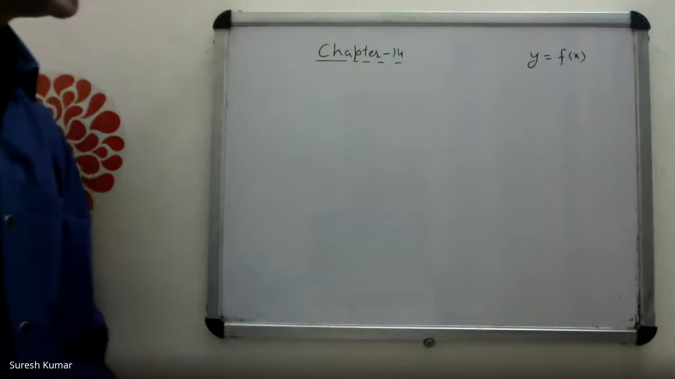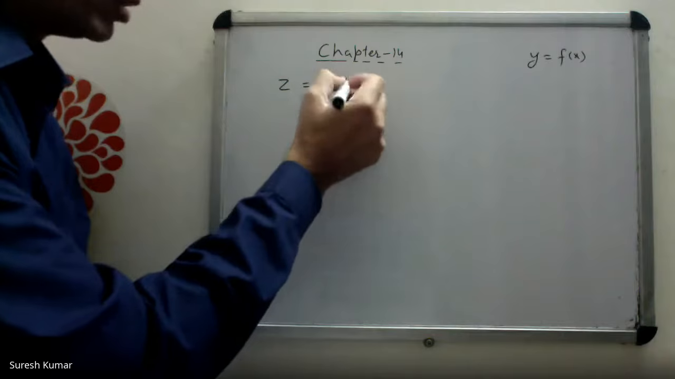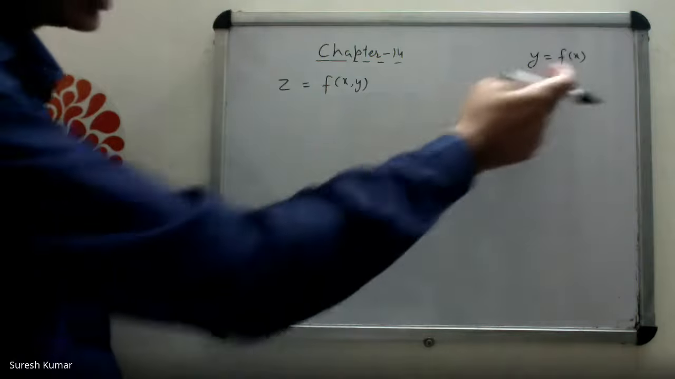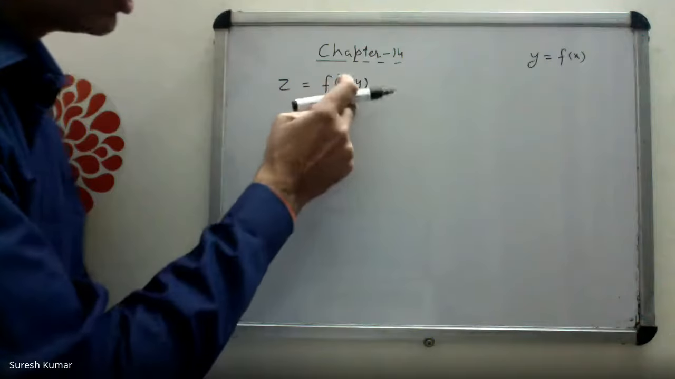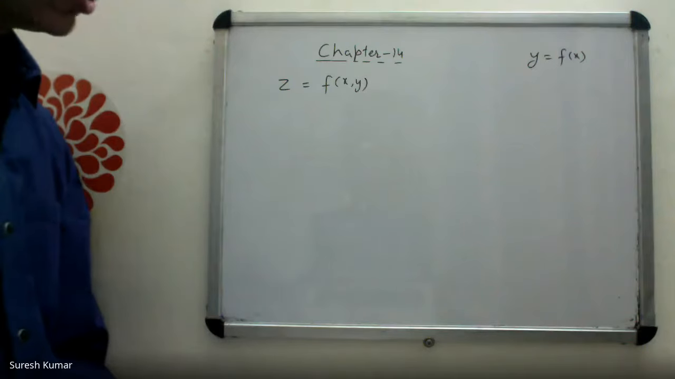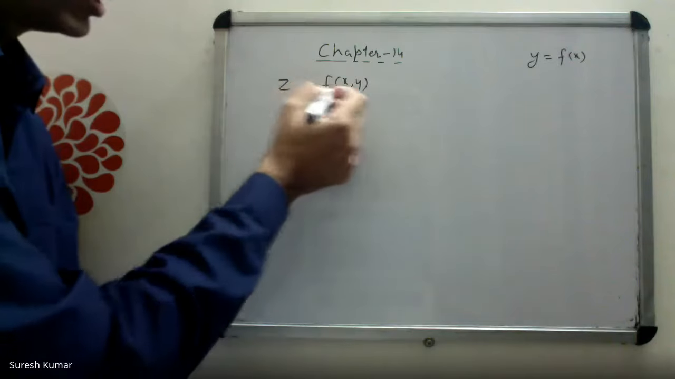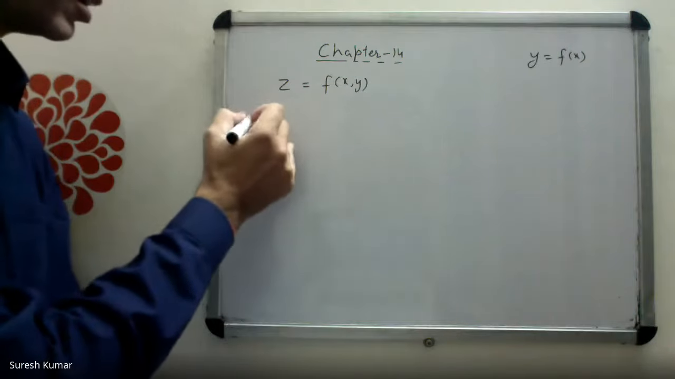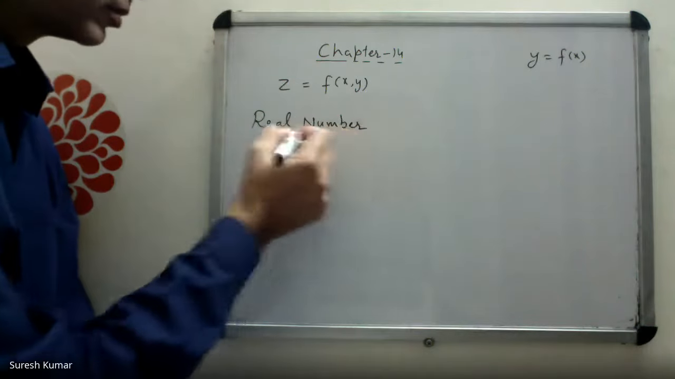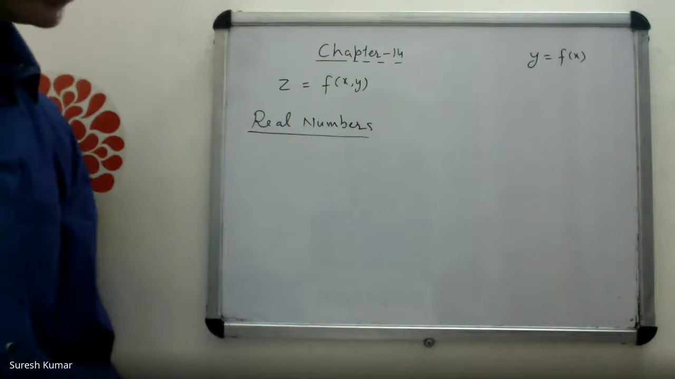Here you will learn calculus of functions of two real variables, z equal to f(x,y). Here x is one independent variable, here x and y both are independent variables. So before I begin the calculus of z equal to f(x,y), let me ask you something. What are real numbers?